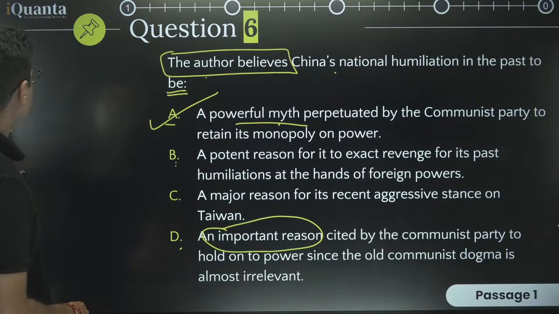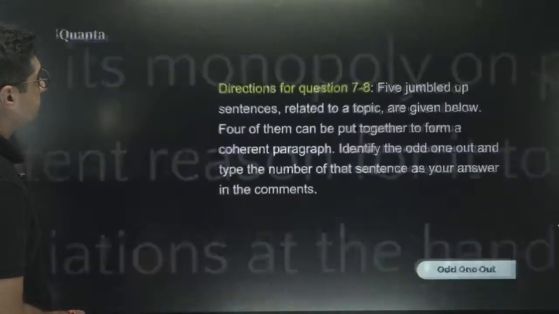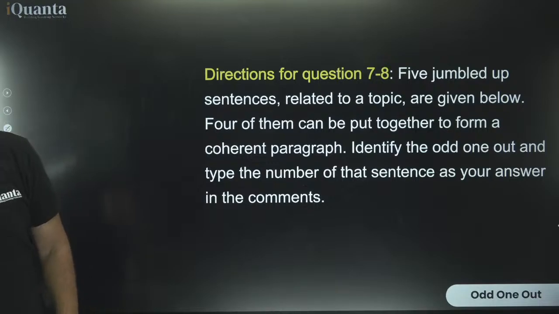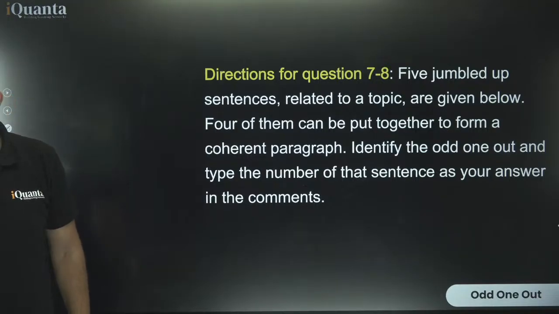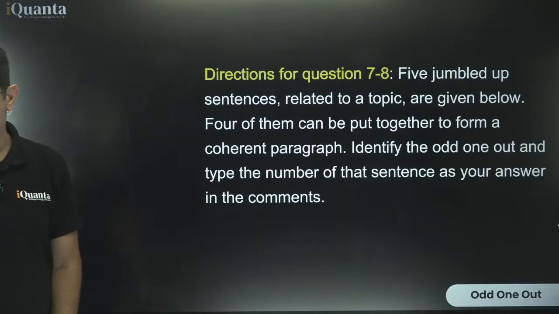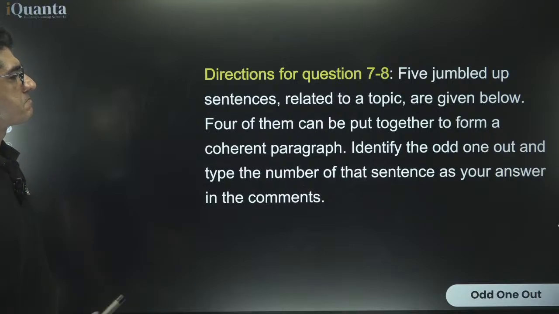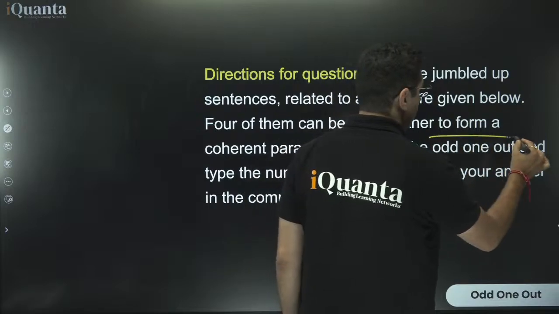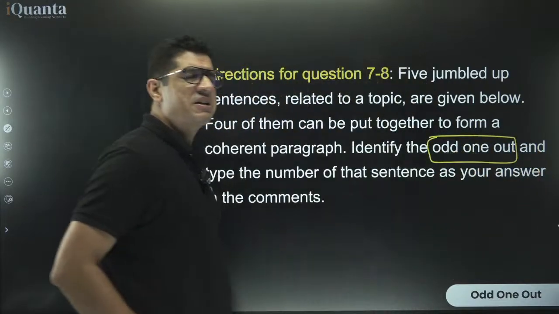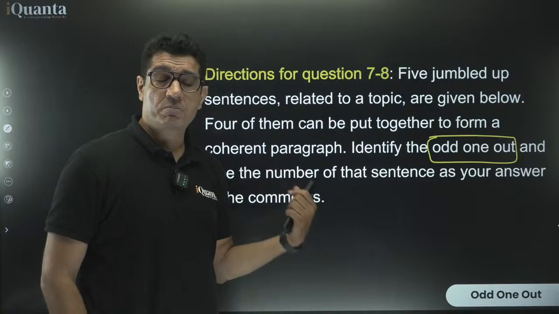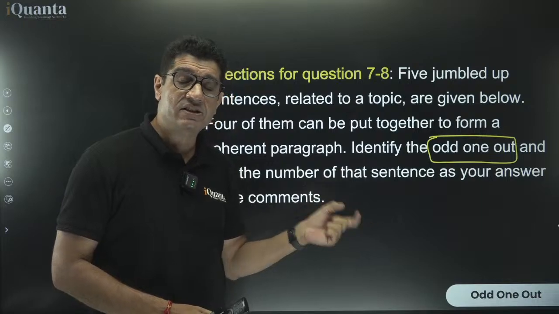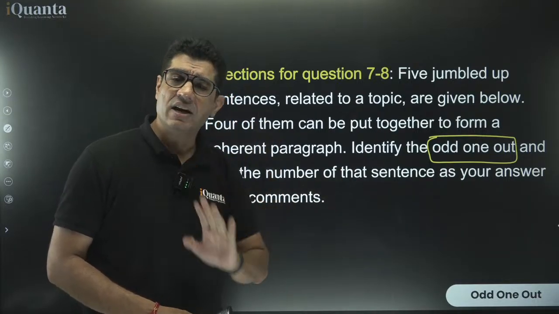So let's take a pause from RC. Please read the directions once. So what do you think? What am I asking you to do? So this question type is known as the paragraph odd one out. The examiner gives us 5 sentences. One of them does not belong to that paragraph. So we need to go ahead and identify that sentence and mark that sentence as our answer.